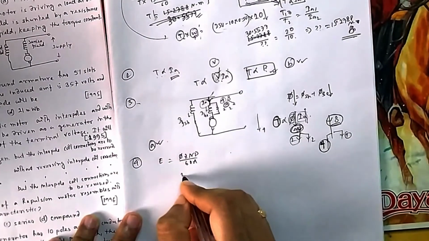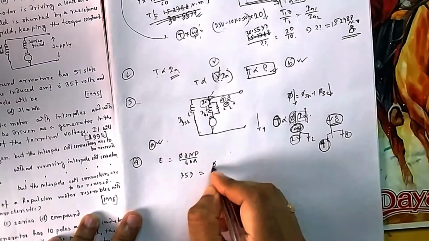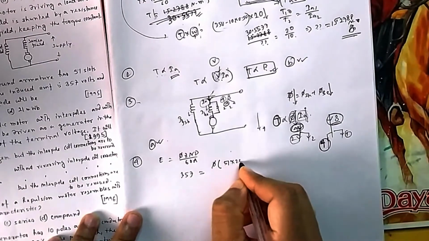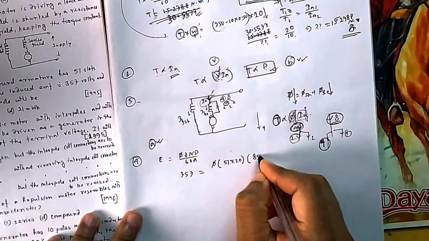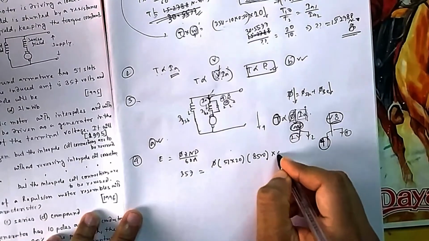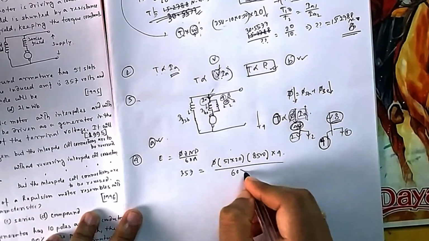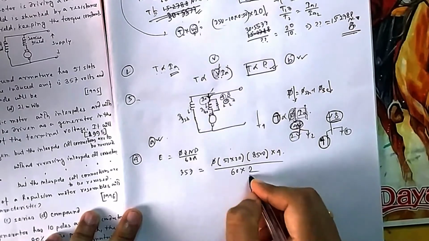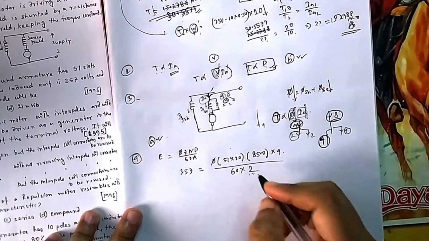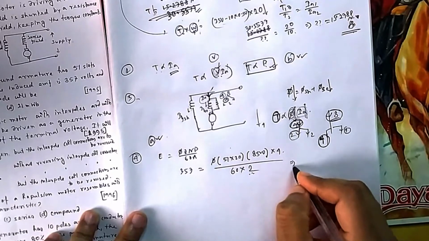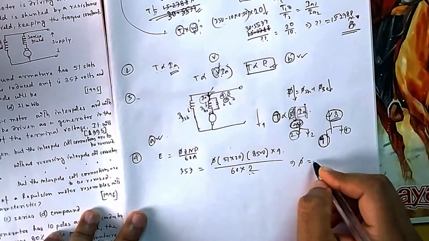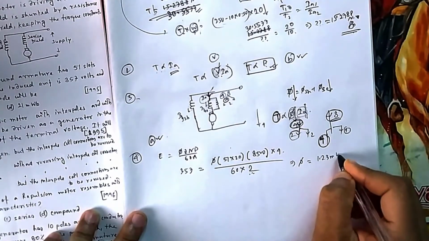So E they have given 357, phi you don't know, Z is 51 into 20, N is the speed in RPM, P is the pole, 4, 60. It is wave wound, so A is 2; for lap wound, A is equal to P. So if you do all this, you will get phi is equal to 1.23 milliweber, that is your option B.